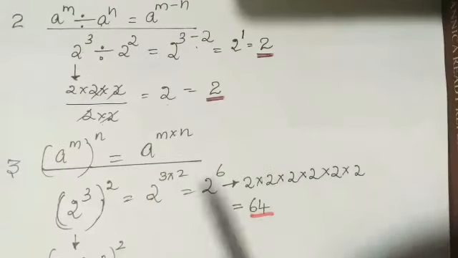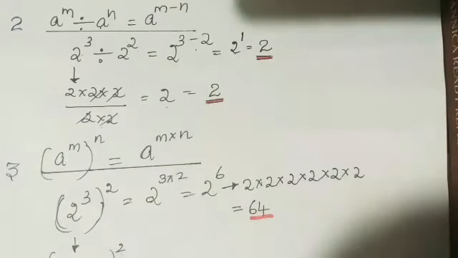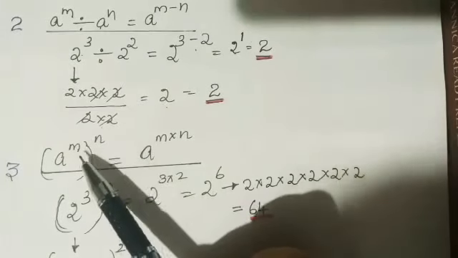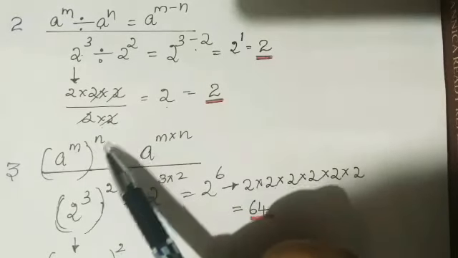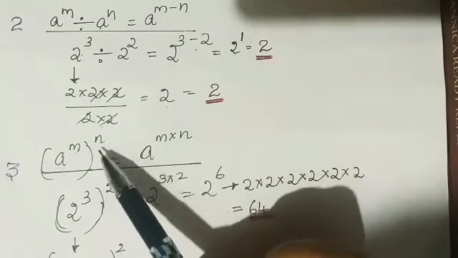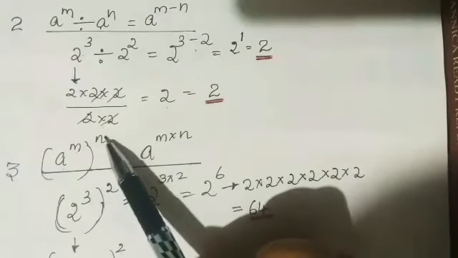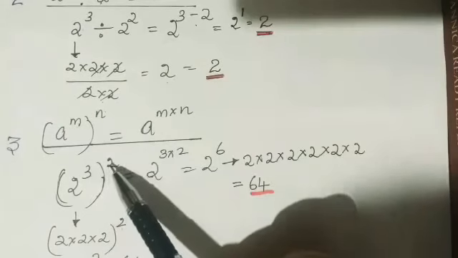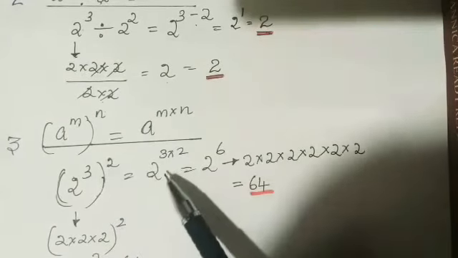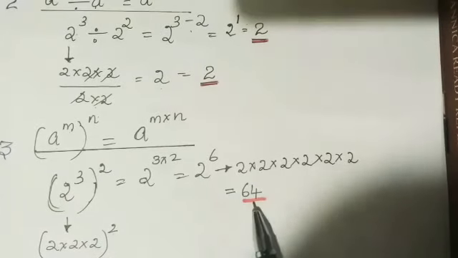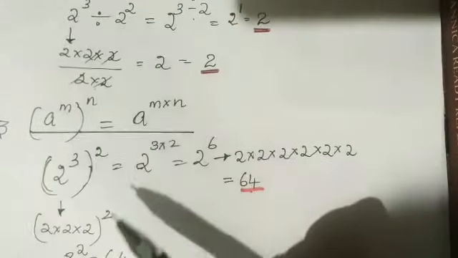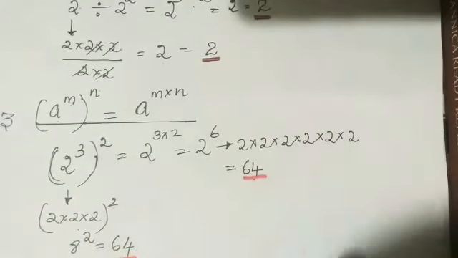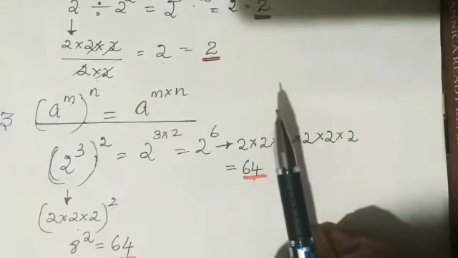Okay, the third one is a raised to the power m, whole raised to the power n. So you have a power or exponent raised to a power again. When you have such cases, you have to multiply the powers or exponents. For example, when you take 2 raised to the power 3, whole raised to the power 2, you can multiply the powers. You get 2 raised to the power 6, which is 64. It can be done otherwise also. What is 2 raised to the power 3? It is 8. 8 raised to the power 2 is 64. Hope you are clear with all three rules here.